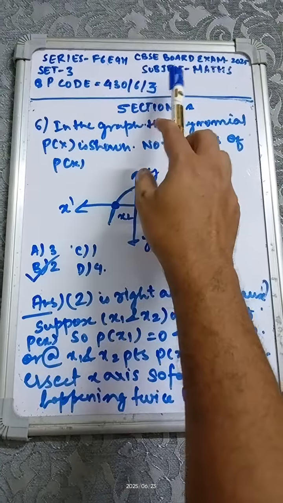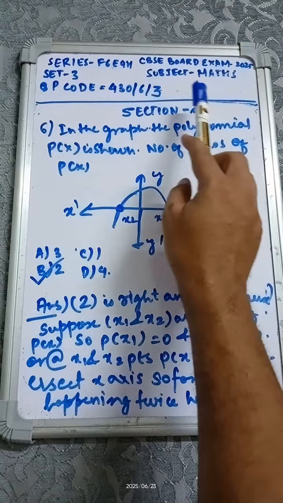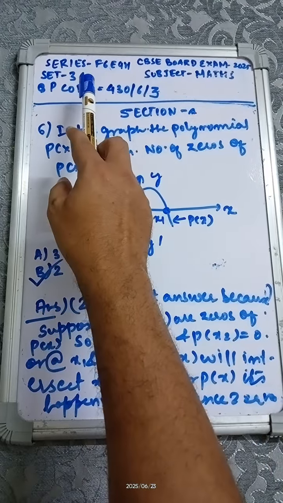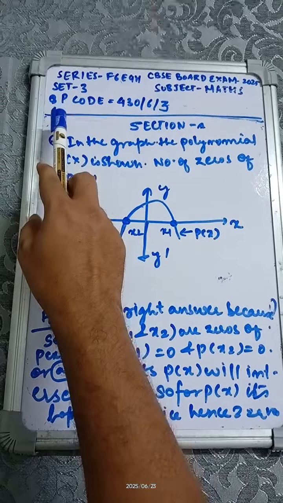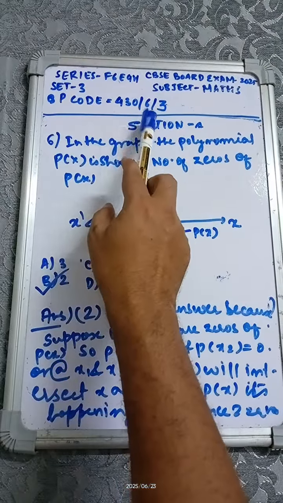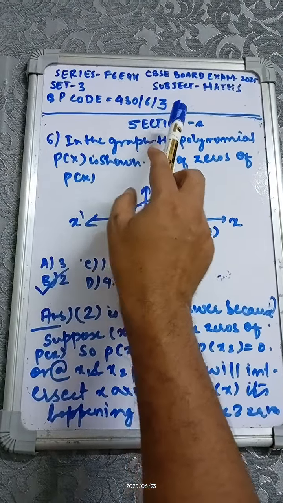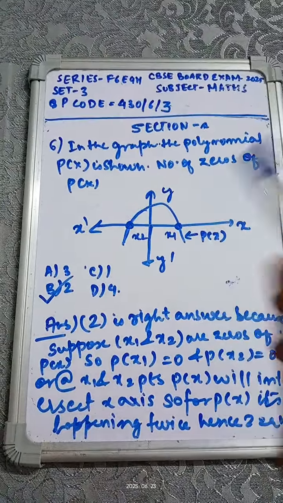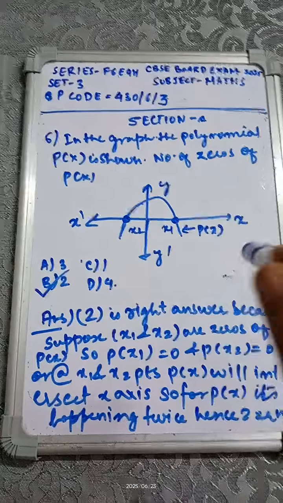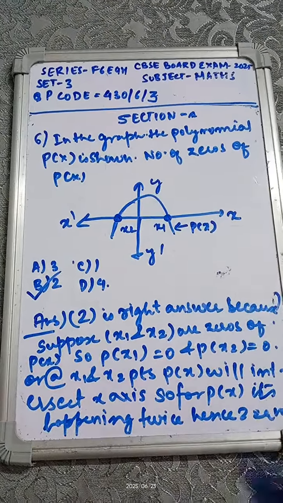So I have started solving the CBSE board exam class 10th question paper, subject mathematics. This is the question from series F6 EGH set 3 and the question paper code is 430/6/3. The question is from section A. Before starting the question, I would like to say that I have downloaded this paper from the CBSE official website and you can go there and download it.